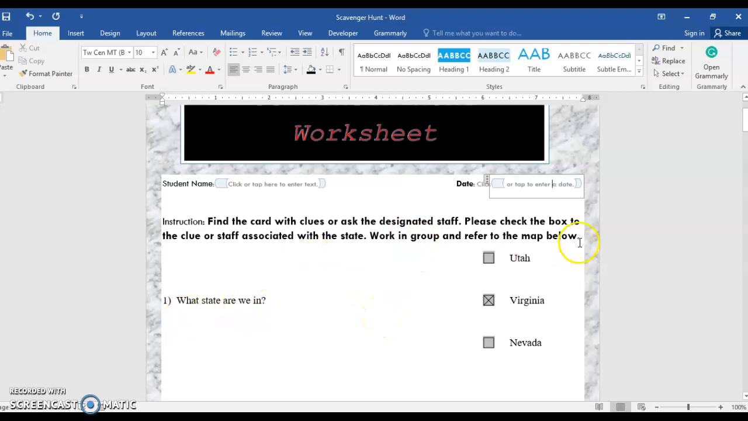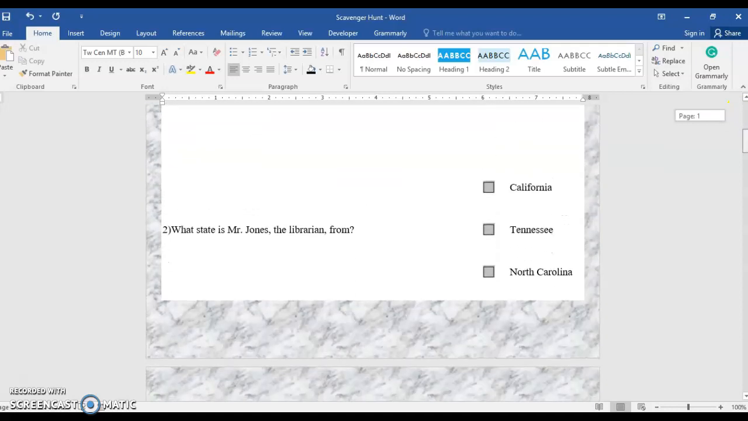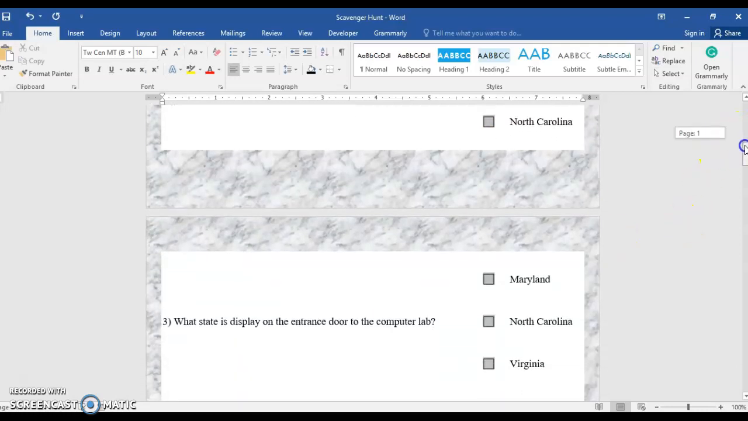So the question is not really hard. The clues are not really hard either. They encourage interaction or asking questions with the staff, the librarian, with other students. So as you see here in number two, it says what is Mr. Jones, the librarian, from. So when the student asks that staff a question, they will check what box he is from or she is from.